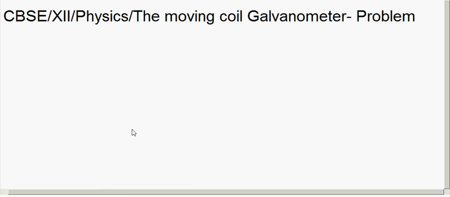In today's session, we'll take some problems based on voltmeter and ammeter. We have seen how a galvanometer can be converted into a voltmeter and an ammeter to measure voltage and current respectively. Now, today we'll see some problems based on these two instruments. First, you take down this question. This is based on ammeter.